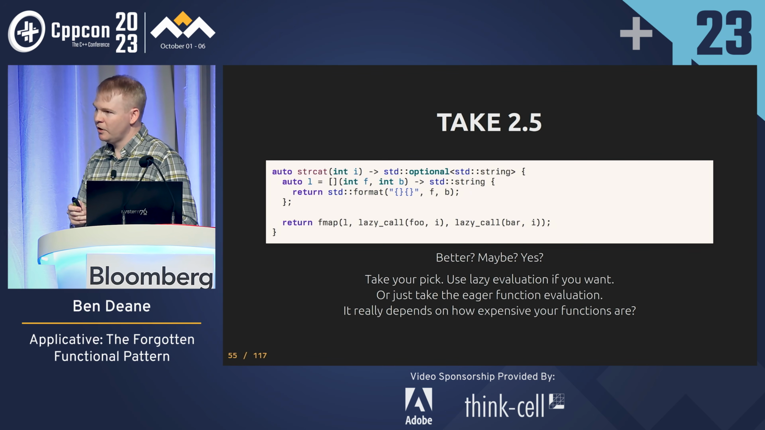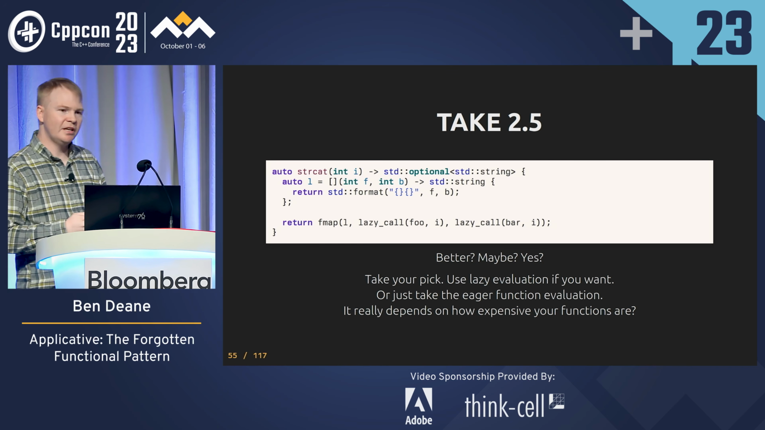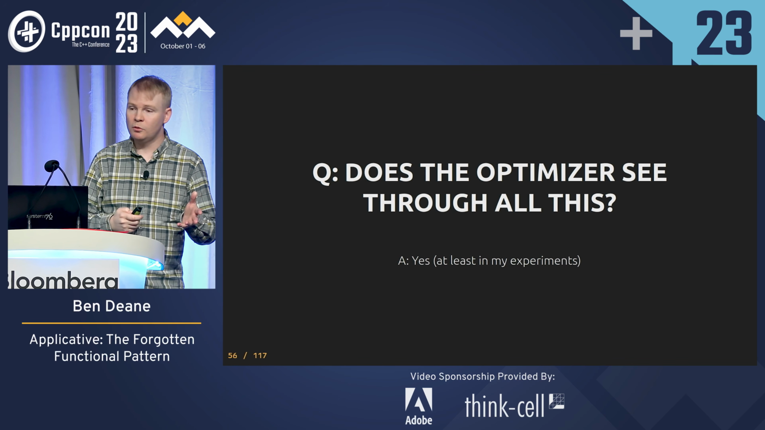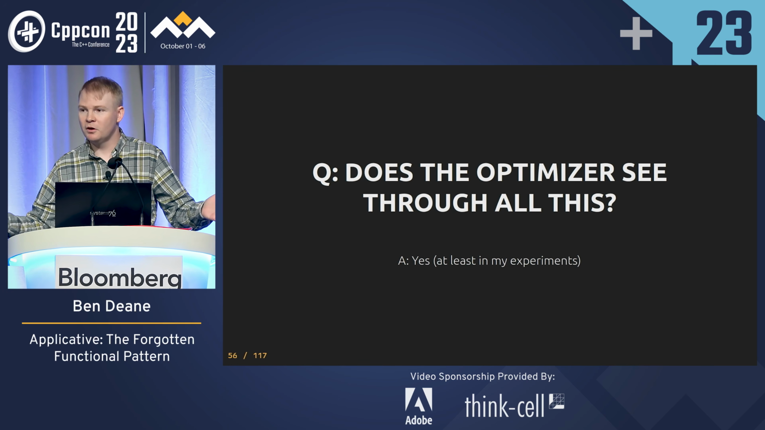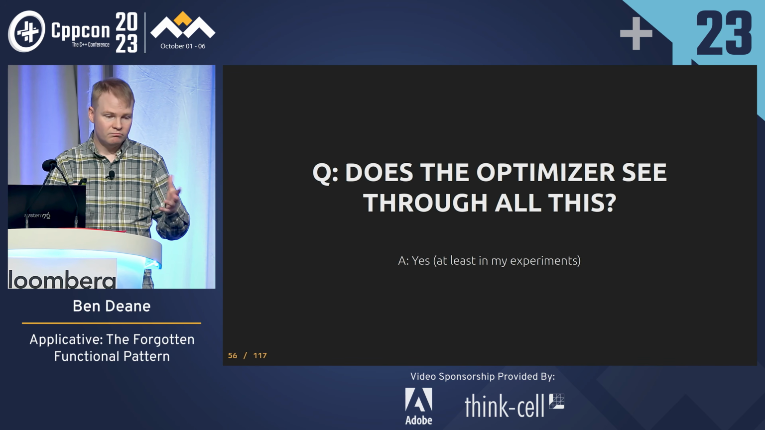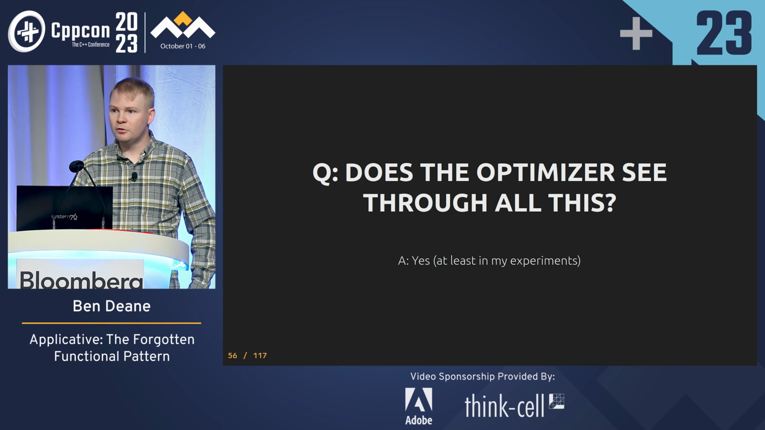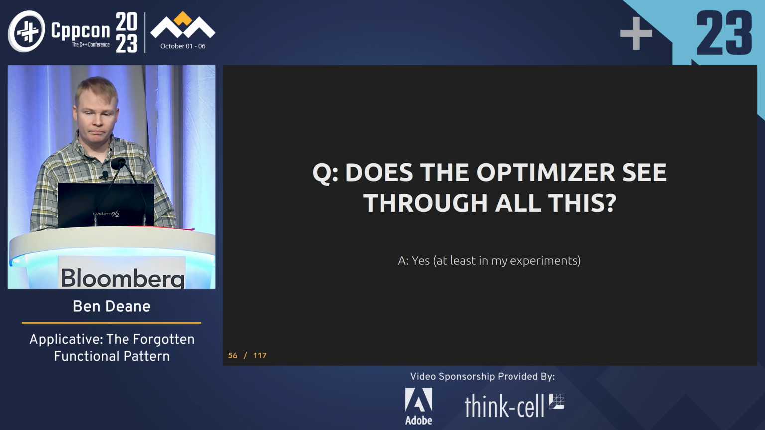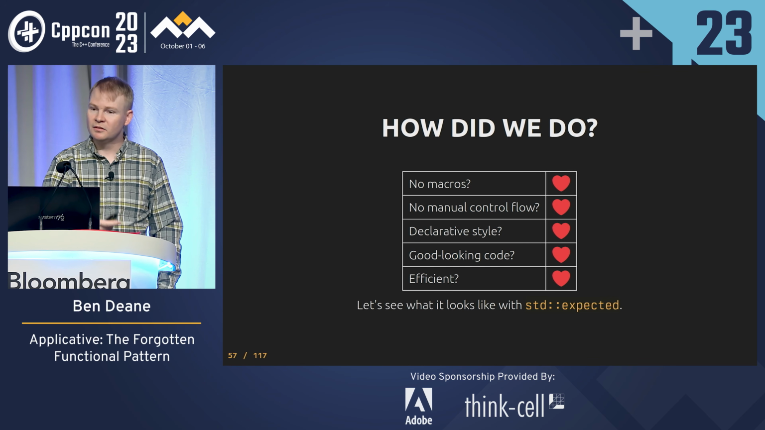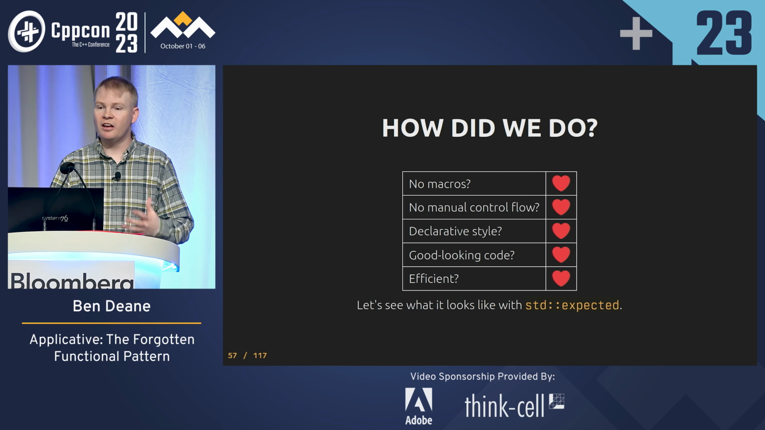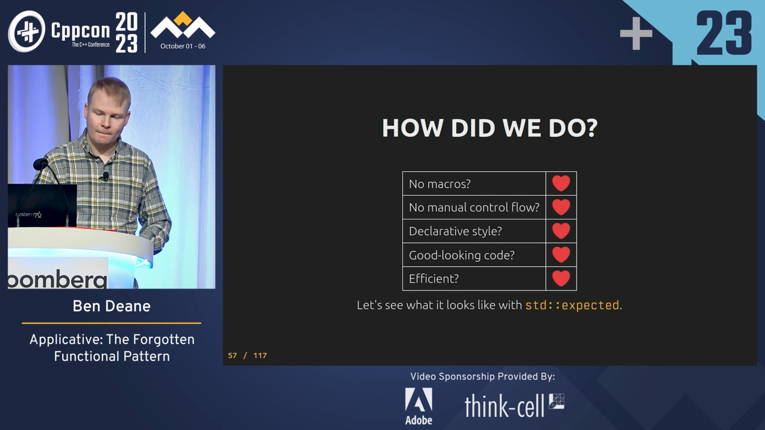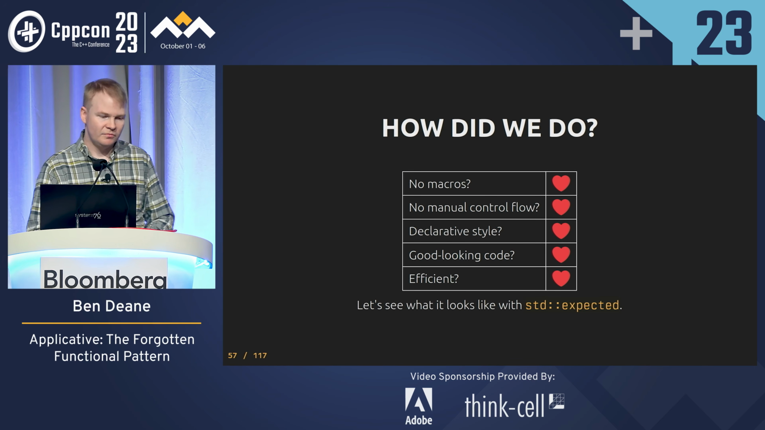Now, the other question that might be occurring to some of you is, does the optimizer actually deal with this? At least in my experiments, which admittedly are sort of micro benchmarks, as they often are, the optimizer can see through all of this lazy stuff and collapse it down to what we would expect if we wrote it by hand. So I'm going to say that for this problem at least, this is about as good as I've managed to do so far. I'm open to anyone coming up to me and saying, hey, I've got a new idea, but this is what I've managed to get so far.